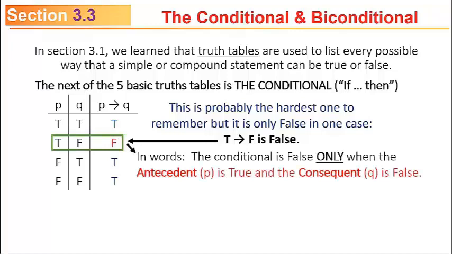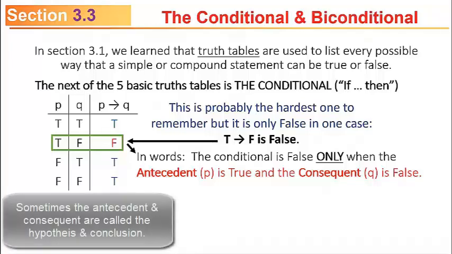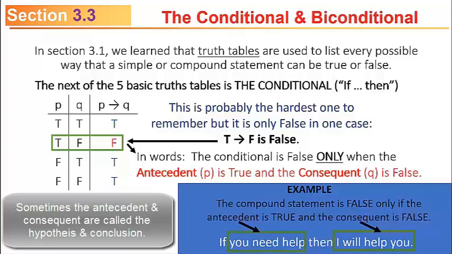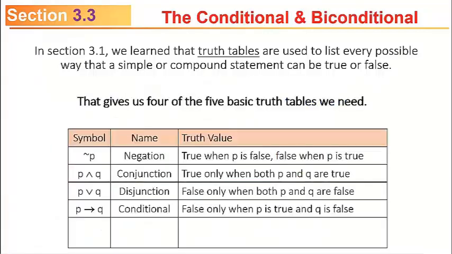You might say this in words: a conditional is false only when the antecedent, sometimes that P is called the antecedent, is true and the consequent is false. Antecedent is the P and consequent is the Q. For example, if I gave you the statement, "If you need help, then I will help you," this compound statement is false only if the antecedent is true and the consequent is false. If you need help, then I will help you. You need help is true, I will help you is false, produces a false compound statement here. It's the only case where it's false.